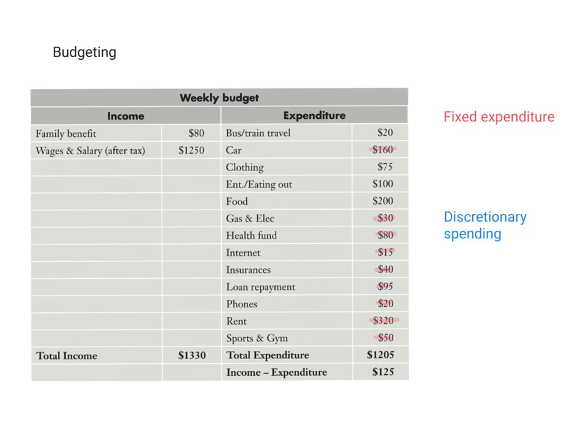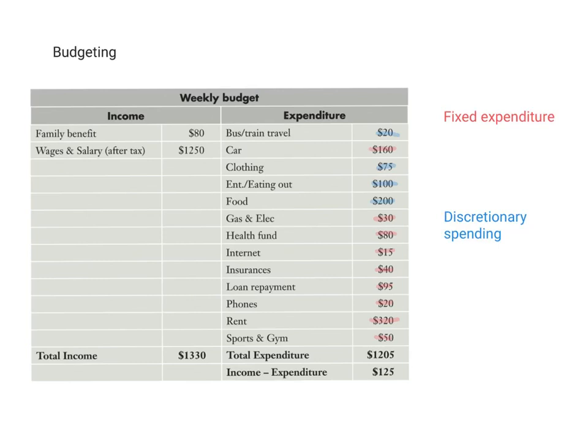Whereas discretionary spending is something that you have discretion over. You can choose to spend more or less than this amount. It's not fixed. So that would be things like bus or train travel if you wanted to go somewhere else other than just work and school. Your clothing, entertainment, food. Some of these others, depending on your context, could probably be listed as discretionary as well.